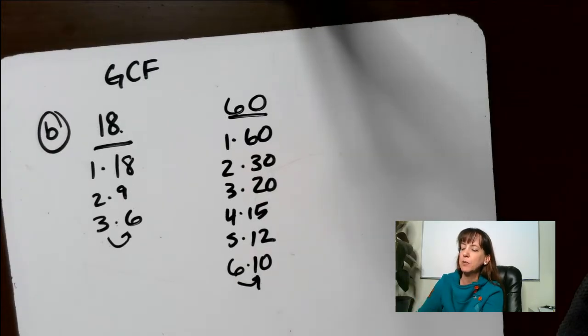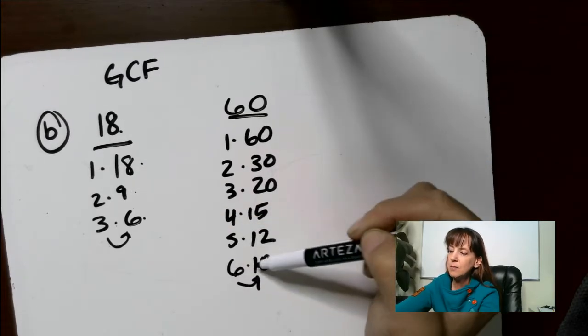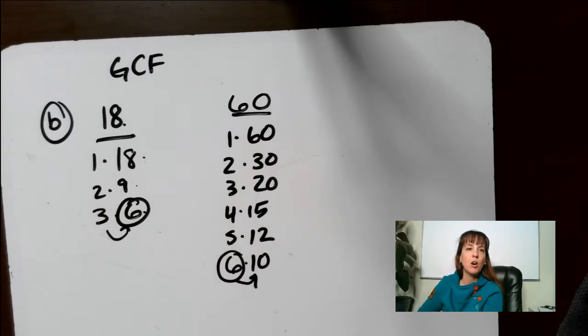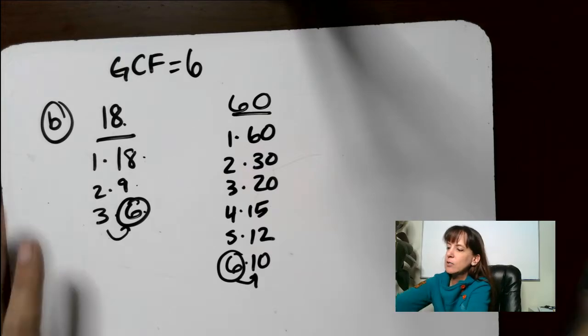The greatest common factor with these. Let's look at these, 18, 9, and 6. 18, no, 9, no, 6. I got 6 here and 6 here. Bam, our greatest common factor is 6. Greatest common factor is 6. All right, let's look at C.